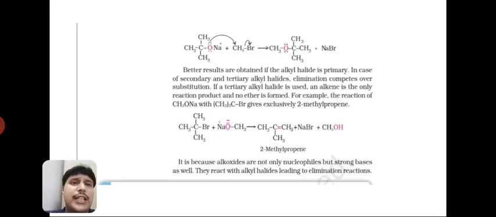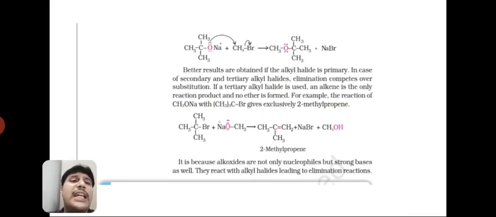Student, you can see this attachment. Here the alkoxide part can contain this tertiary part also, right? So this is the formation. Now better results are obtained if the alkyl halide is primary. So here also you can see it's a simple alkyl halide, right? Now if it is a primary alkyl halide, the result will be better.